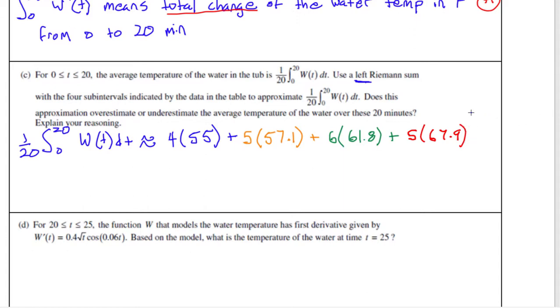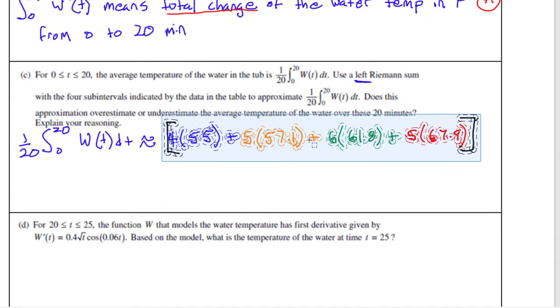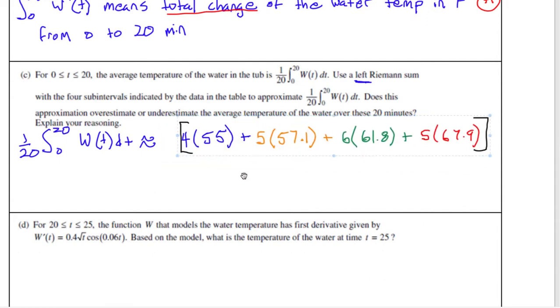And don't forget, I forgot something, you guys see it? Don't forget 1 over 20. This whole thing now is going to be multiplied by 1 over 20. This whole thing here, let me go ahead and grab all of that so I can move it over. That whole thing is going to be multiplied by 1/20th. I still have this 1/20th on the outside, 1 over 20.